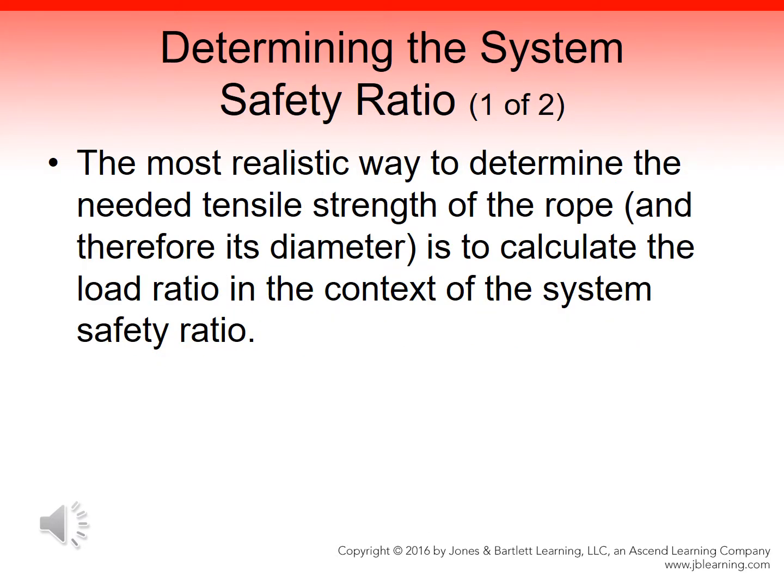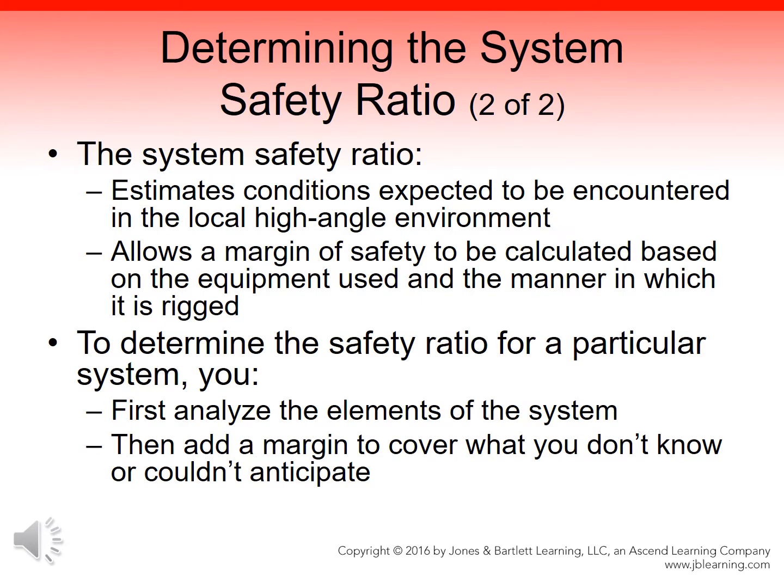Determining the system safety ratio. The most realistic way to determine the needed tensile strength of the rope, and therefore its diameter, is to calculate the load ratio in the context of the system safety ratio. The system safety ratio estimates conditions expected to be encountered in the local high-angle environment. It allows a margin of safety to be calculated based on the equipment used and the manner in which it is rigged. To determine the safety ratio for a particular system, you first analyze the elements of the system, then add a margin to cover what you don't know or couldn't anticipate.